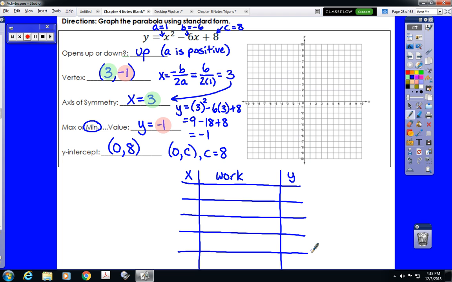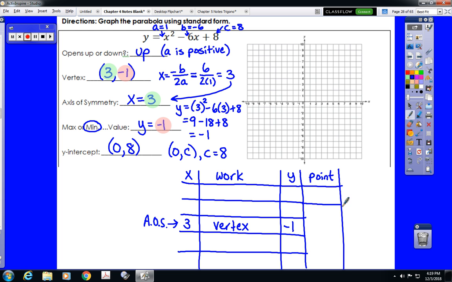Perfect. This middle row, the third row, is where we're going to place our axis of symmetry, which from our work was x equals 3. We already know the end result of that, because it's the vertex: y will be -1, meaning that one point from our graph will be the vertex, the point (3, -1).